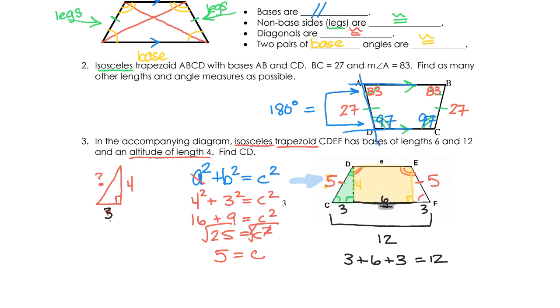Okay, because it's an isosceles trapezoid, those two non-base sides, or leg sides, have to be equal. And we figured out what the length of CD is. CD equals 5. All right, we'll see you for one more problem on the next page.